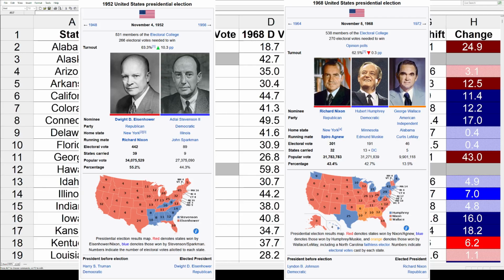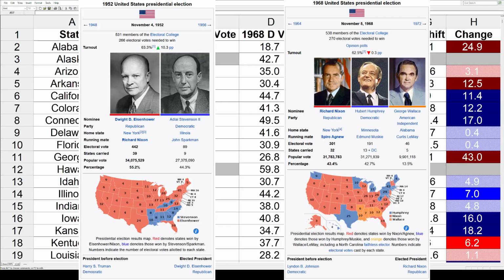So we're going to jump ahead 4 elections and compare that to 1968. The winner was Republican Richard Nixon. He got 301 electoral votes with 32 states and 43.4% of the popular vote. The Democrat that year was Hubert Humphrey. He got 191 electoral votes. He carried 13 states plus D.C. and got 42.7% of the popular vote.